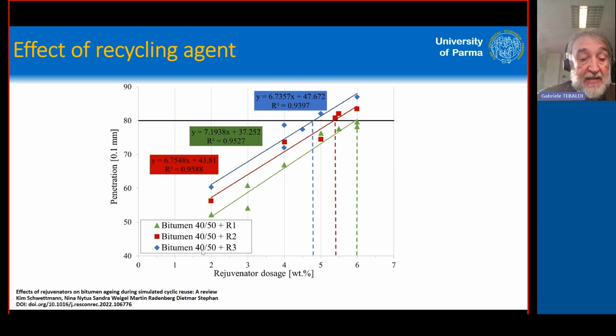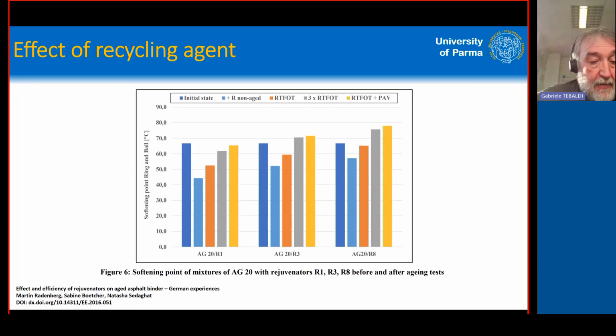This is research that I found in the literature review, work made in Germany, and it clearly showed that the bitumen with recycling agent becomes softer than the aged one. Again, another work in Germany shows that different levels and different kinds of recycling agent reduce the softening point, the ring and ball point of the bitumen, and bring back the condition of the bitumen in terms of softening point to the original one.